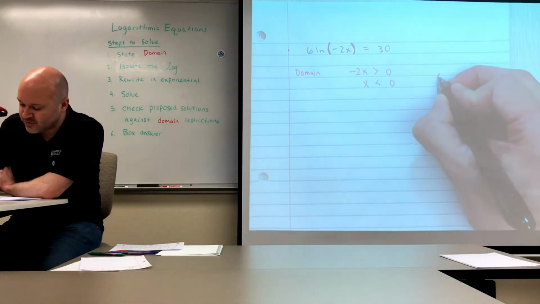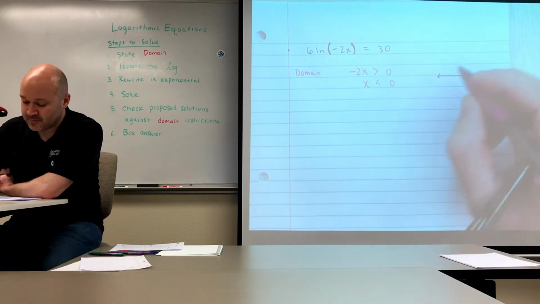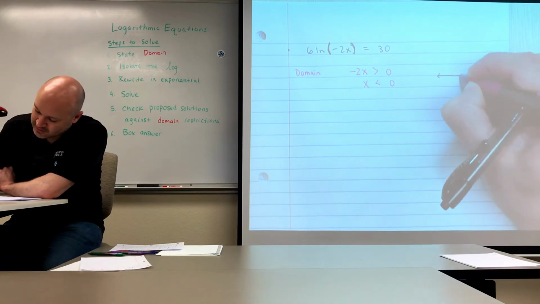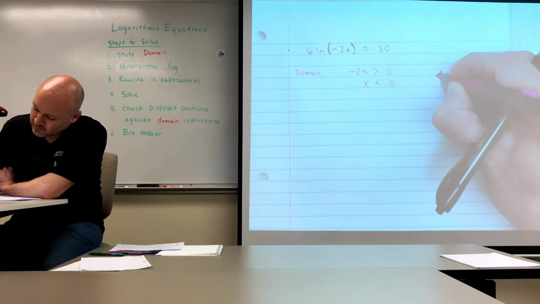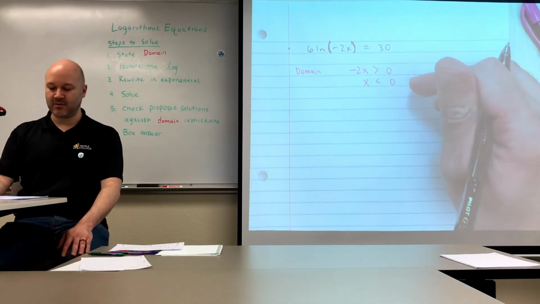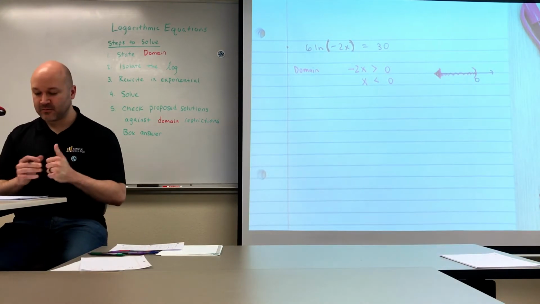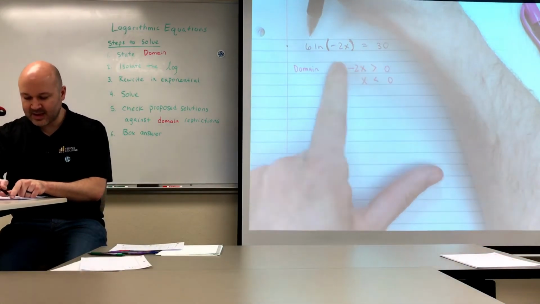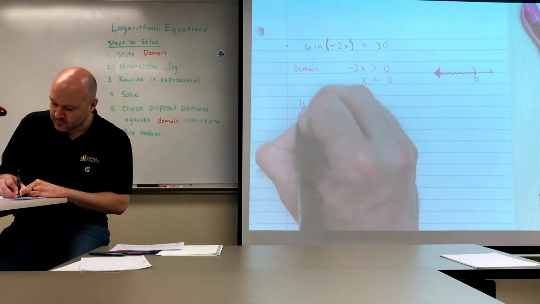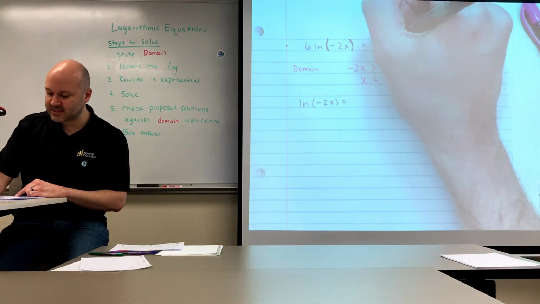I'm just going to draw a number line just for my own sanity. If there's 0, then we're talking about everything smaller than that, not including it, but everything smaller. So in the end, whatever my answer is, it better be less than 0. All right. Next, I need to isolate the logarithm. So right now, it has a coefficient of 6 that needs to be divided off. 30 divided by 6 is 5.